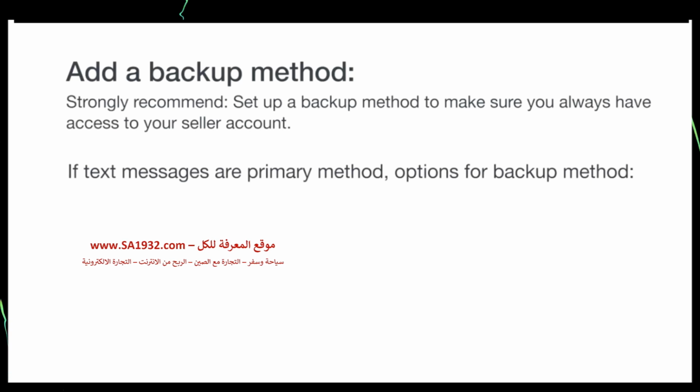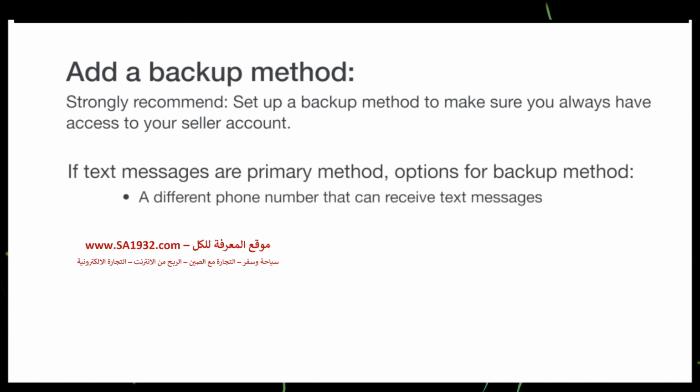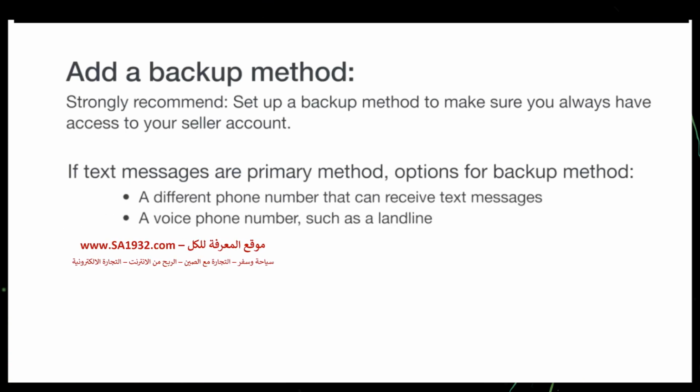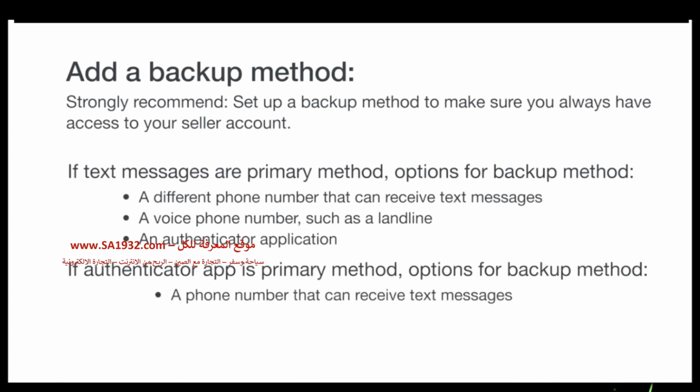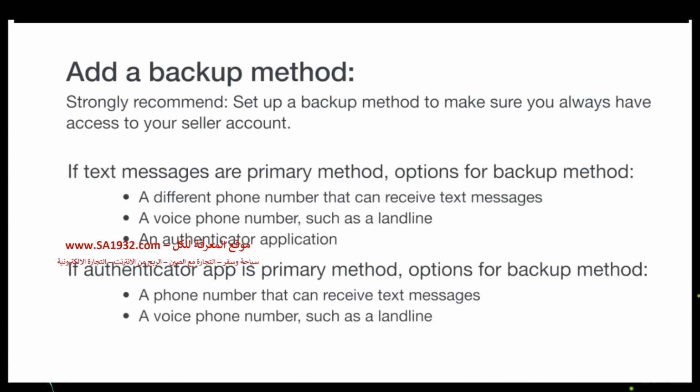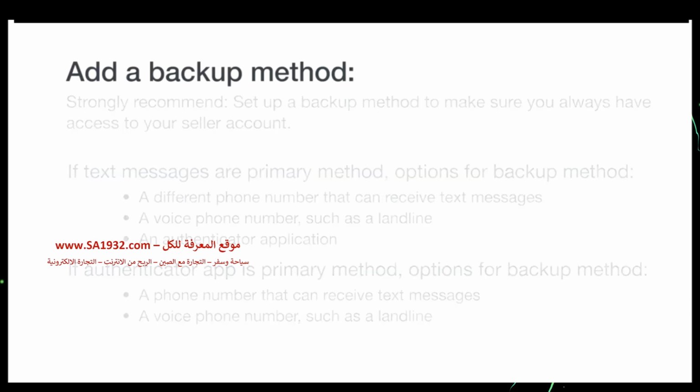If you use text messages as your primary method, your options for a backup method are a different phone number that can receive text messages, a voice phone number, such as a landline, or an Authenticator app. If you used an Authenticator app as your primary method, your options for a backup method are a phone number that can receive text messages, or a voice phone number, such as a landline. Since we've already covered how to set up text messages and Authenticator apps, let's take a look at how to set up a voice phone as a backup.